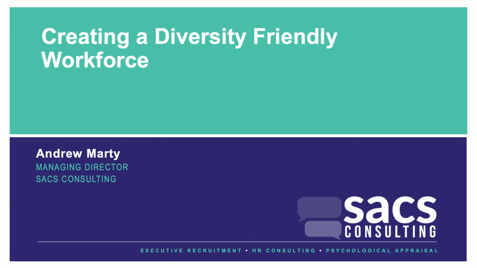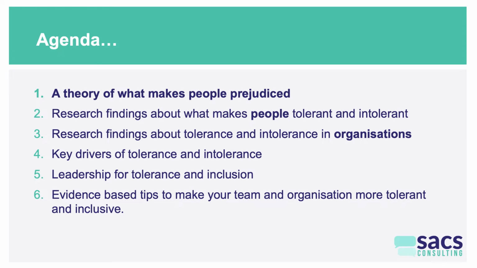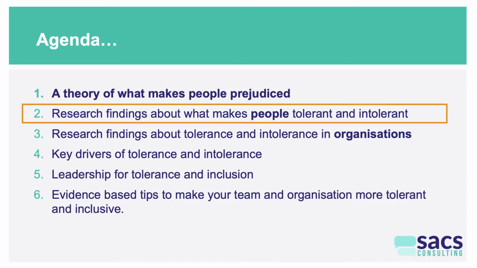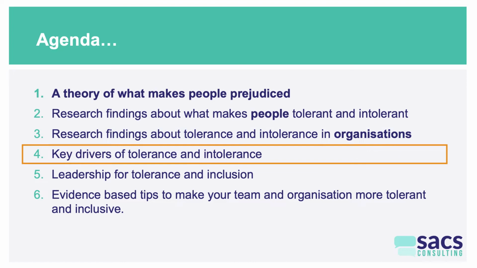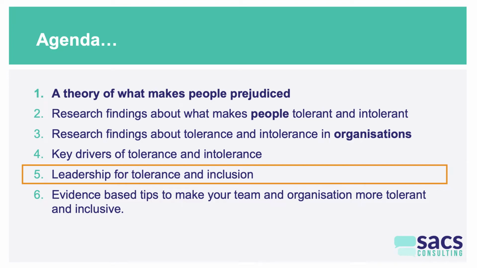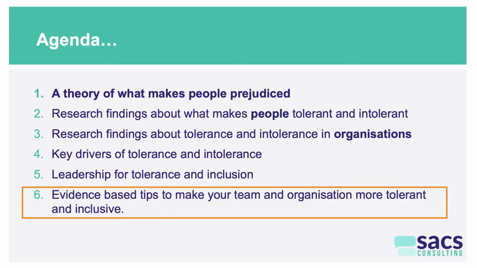In this video, we're going to be talking about a theory of what makes people prejudiced, and this will underpin the following 5 videos. And the following 5 videos will give you some really interesting research findings about what makes people tolerant and intolerant, research findings about tolerance and intolerance within organisations, key drivers of tolerance and intolerance, and then talking about what you can do about tolerance and intolerance once you've got the workforce that you've got. We'll be in video number 5 talking about leadership for tolerance and inclusion, and number 6 we'll be giving you some really practical tips about how to manage tolerance and intolerance to create a more tolerant and inclusive workforce.